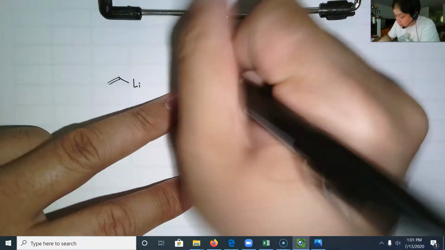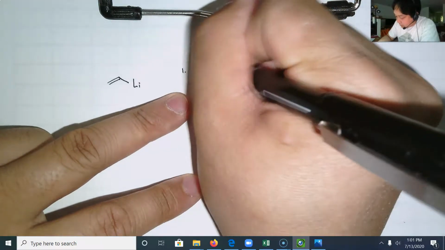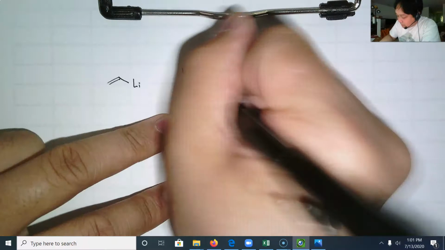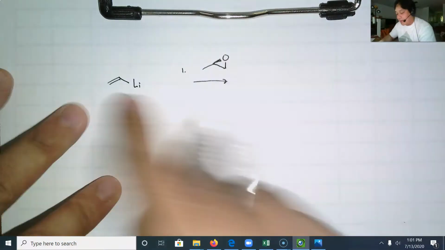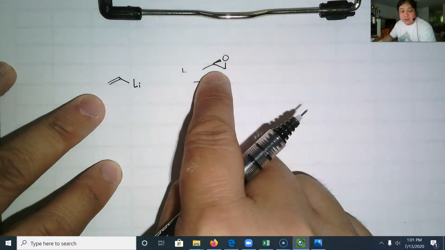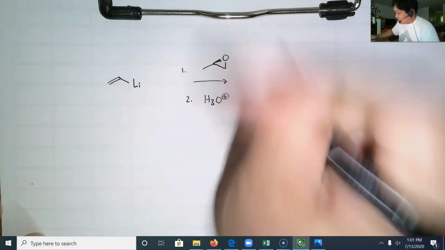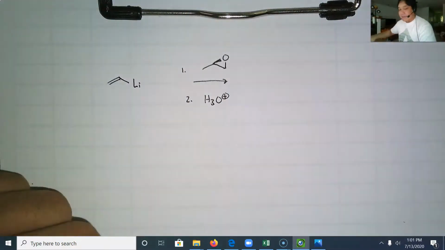You understand what I'm saying? Because I could have done this. I could have given us this organolithium as the starting material, and then as reaction 1, given this epoxide. It's the same thing as putting the epoxide here and the organometallic on reaction 1. Number 2 is always going to be acid. So think about what happens here.